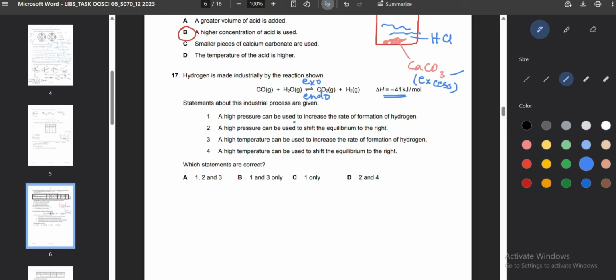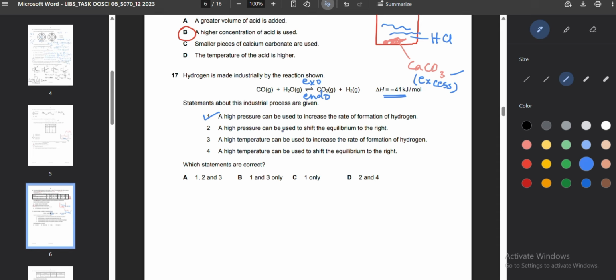A high pressure can be used to increase the rate of formation of hydrogen. Yes, this statement is correct, because increasing the pressure brings the gas particles together and they will collide more frequently, so the rate of reaction will increase.